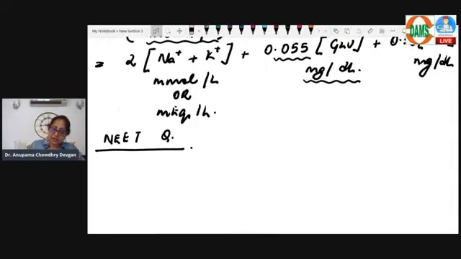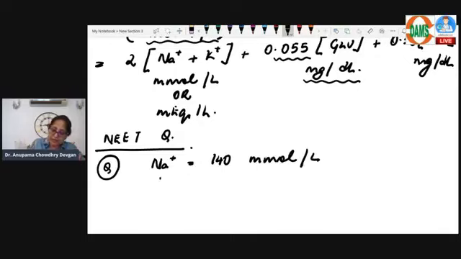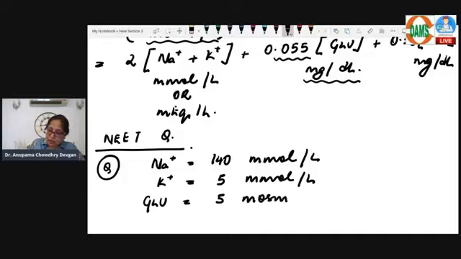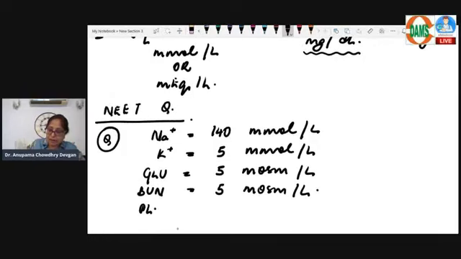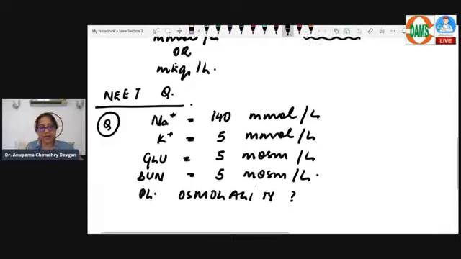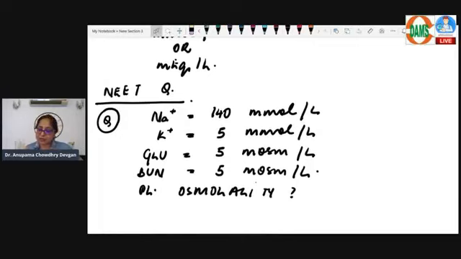Okay. Now, there was a neat question which was asked, and that said that sodium is 140 millimoles per liter, potassium is 5 millimoles per liter, glucose is 5 milliosmoles per liter, blood urea nitrogen is 5 milliosmoles per liter. How much is the plasma osmolality?